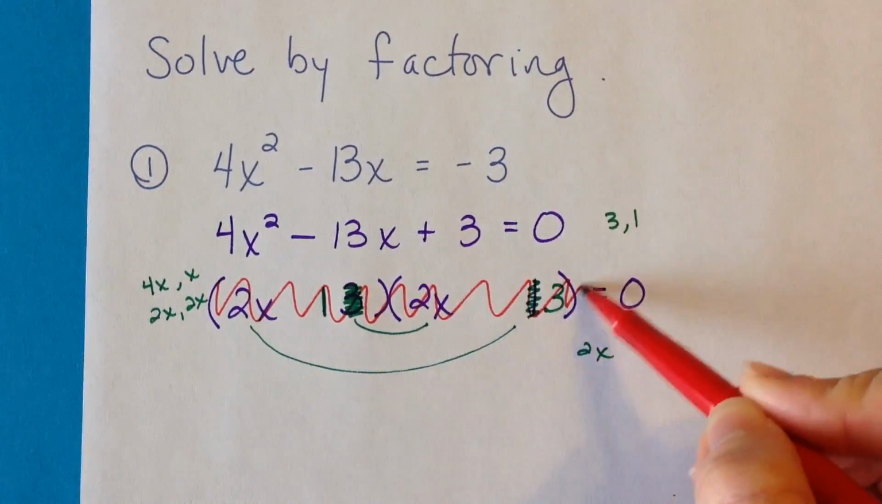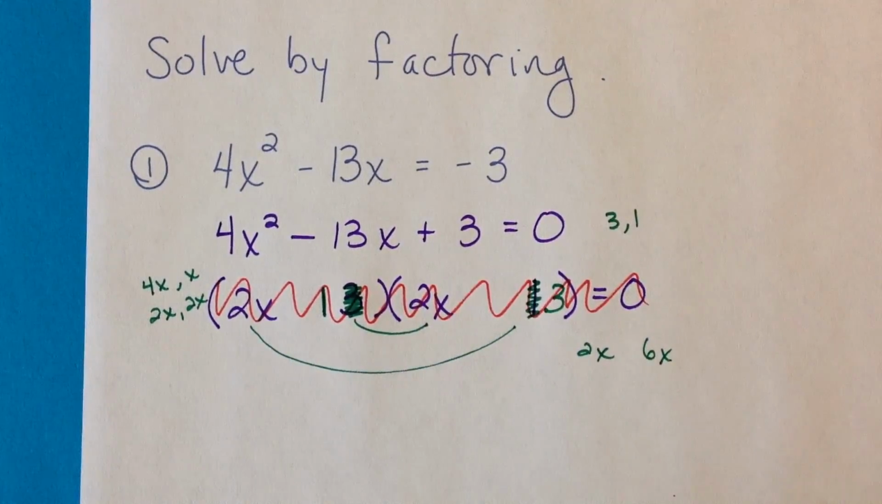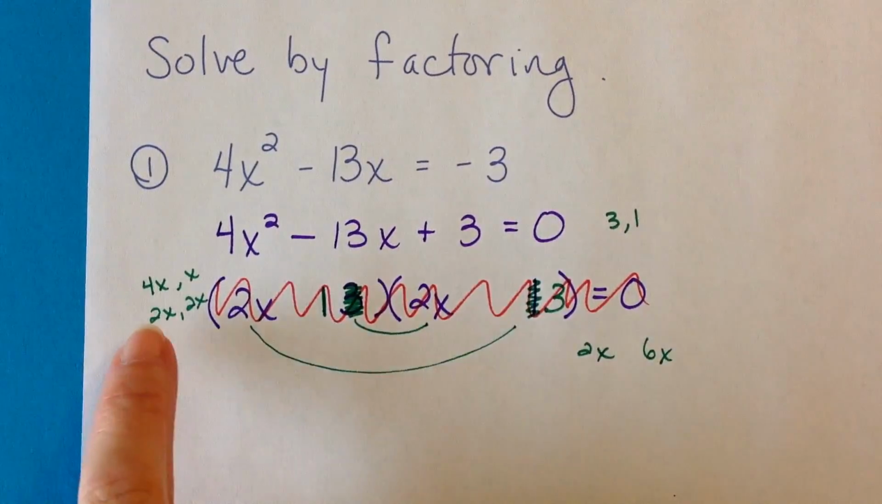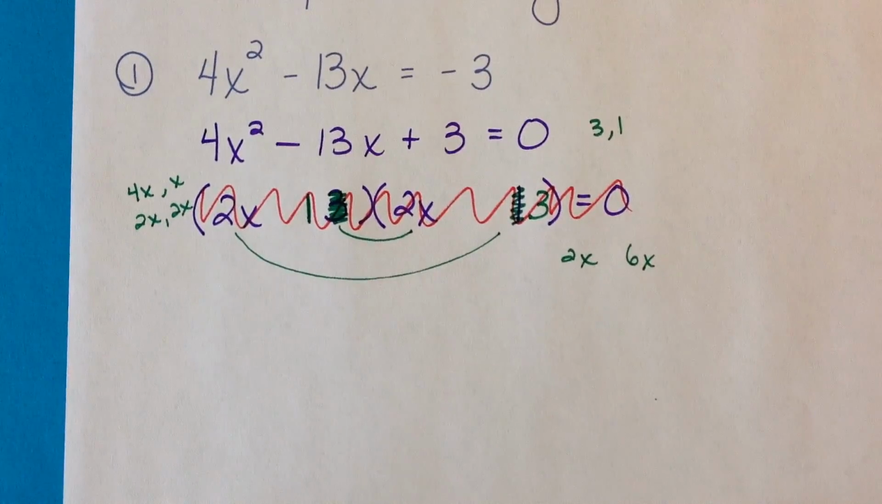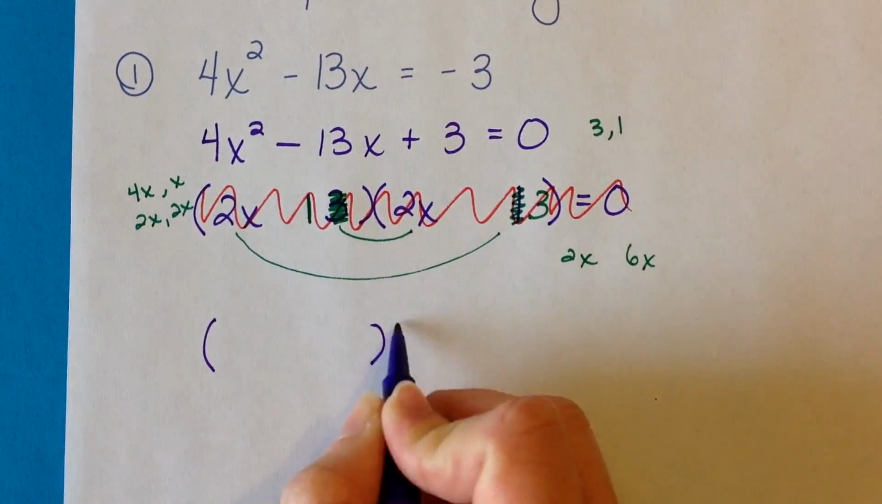All right, so what we've got to do is maybe go back, and instead of 2x times 2x, try 4x times 1x. Let me start another set of parentheses here.